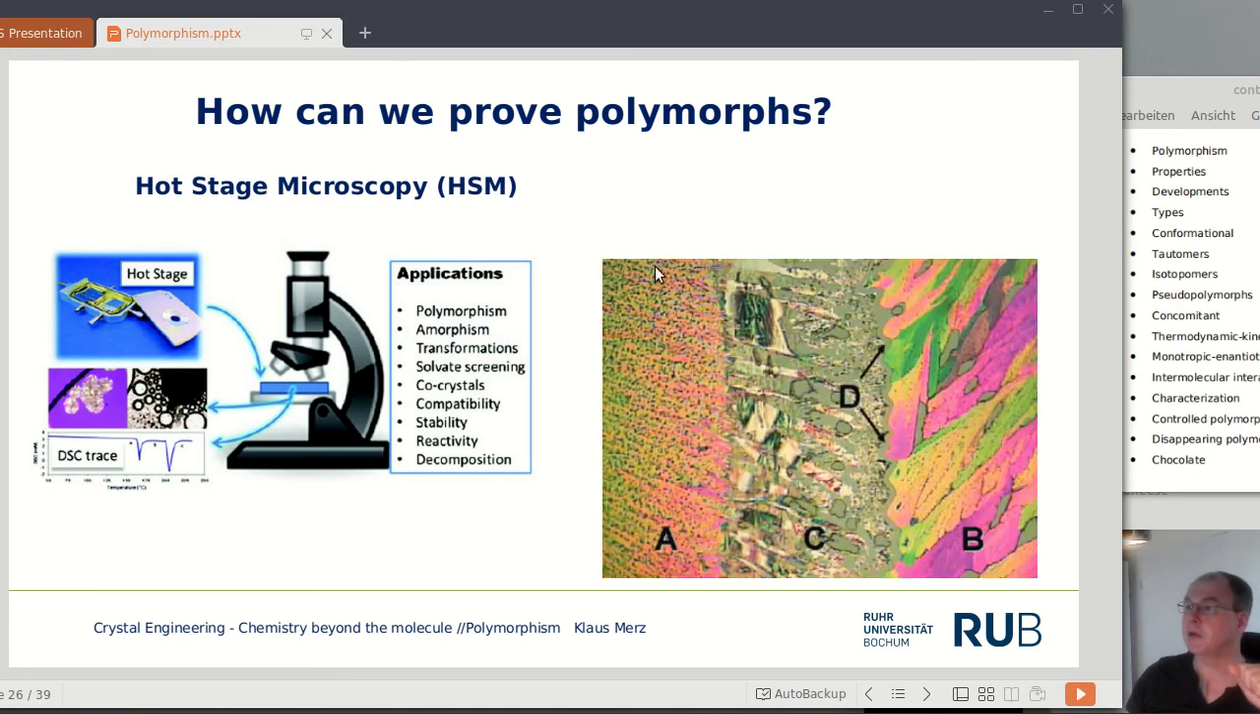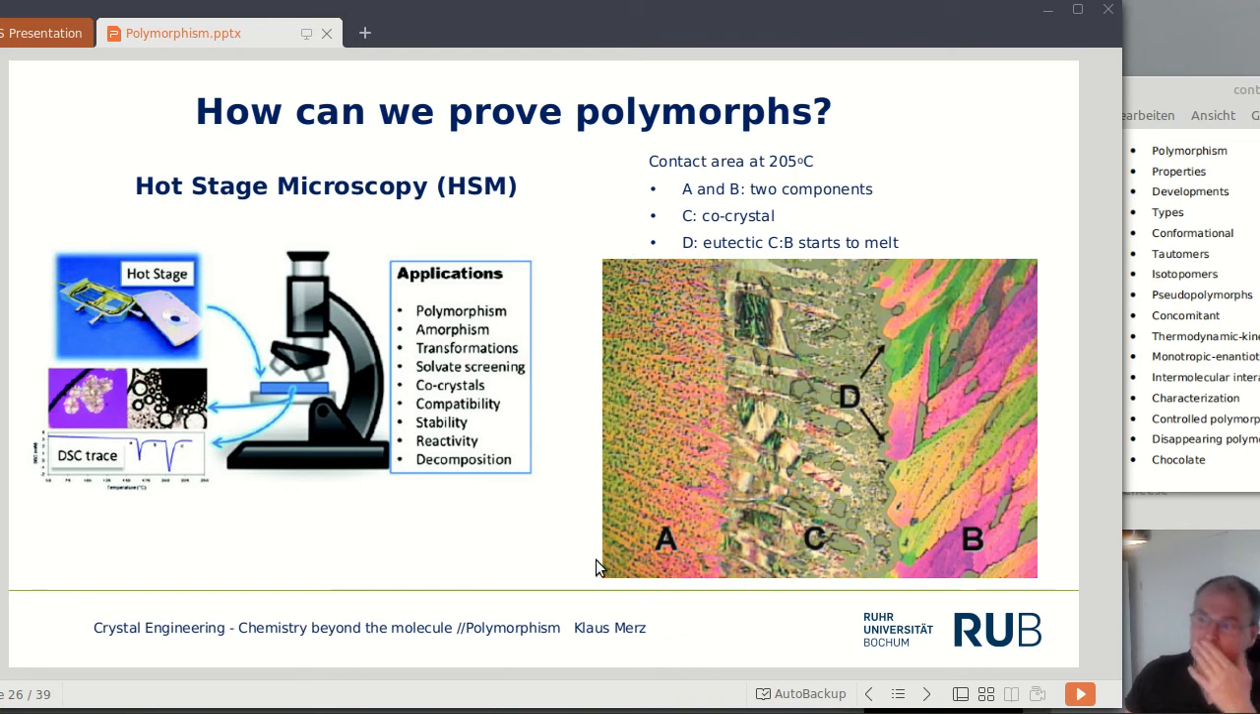Nice example. Here, this is the picture. You can get it. This is one compound. We have on the left side called A.